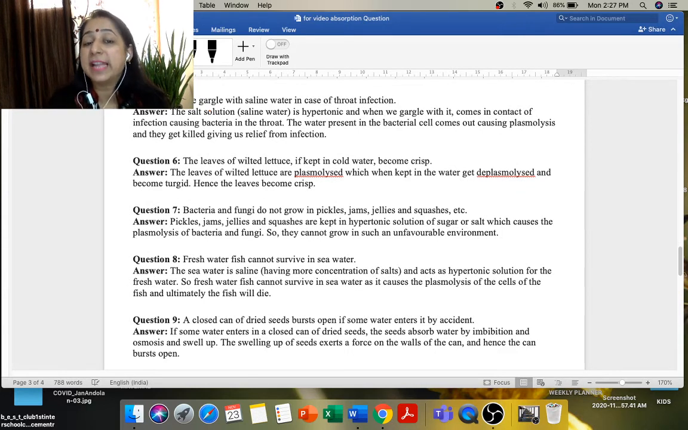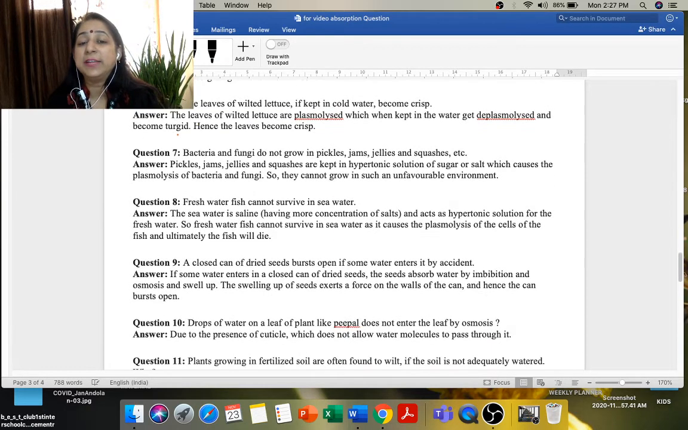We gargle with saline water in case of throat infection. Yes, we gargle with saline water in case of throat infection. The salt solution or the saline solution is hypertonic. Fine, its concentration is more. So when we gargle, whatever infection is there, the bacteria start losing water and then they get killed. Fine, so this is the reason that is why we gargle with saline water.